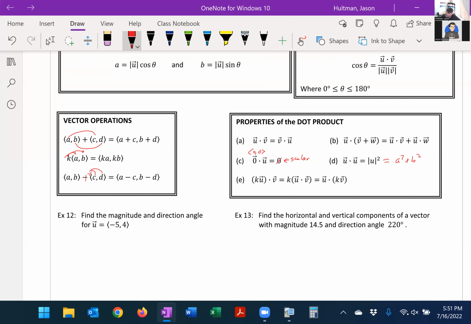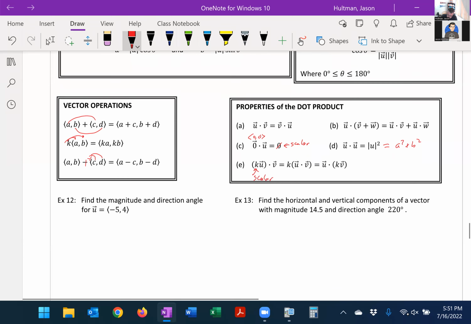Okay, and k times u dotted with v is the same as u dotted with kv. The k just gets basically multiplied through. And the k is a scalar. Okay, it's just a scalar value.